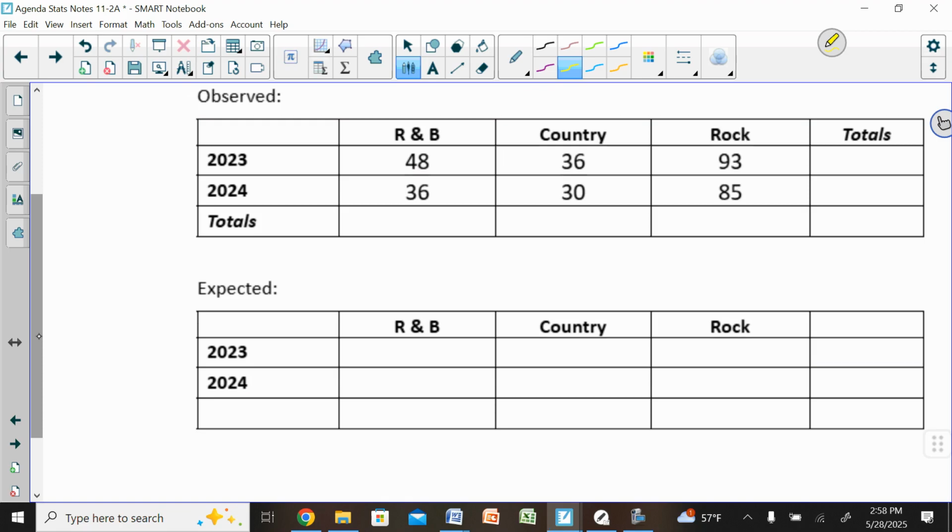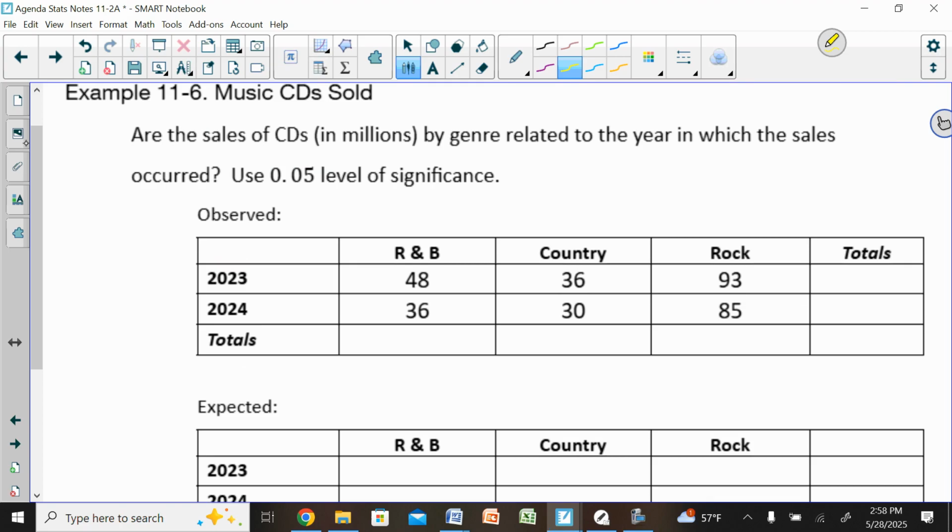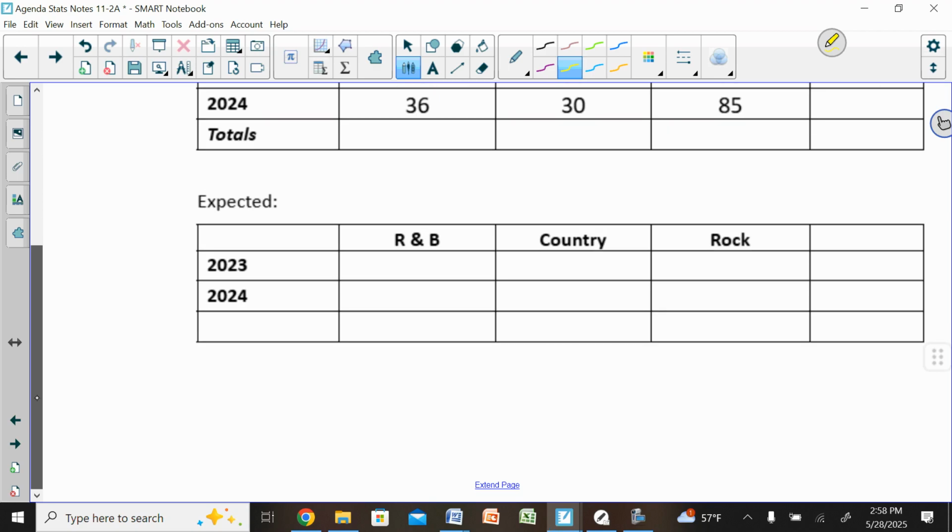And first, though, I want to talk about our hypotheses. So it says, are the sales related to the year in which they occur? So we're wondering if the genre of music is related to the year in which they occur. And when we say it's related, remember our H sub O is always going to be that they are independent.